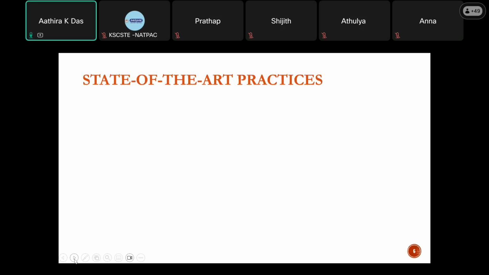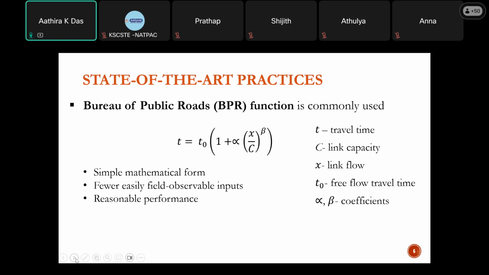So the state-of-art practices include several popular link cost functions and a constant link capacity, which is used in the traffic assignment modeling. So popular link cost functions used in the literature and practice include the Bureau of Public Roads function, Davidson function, conical delay function, etc. And among all this, the most commonly used one is the BPR function.